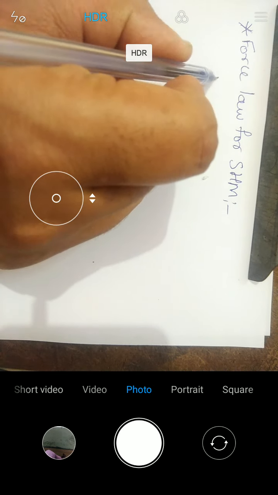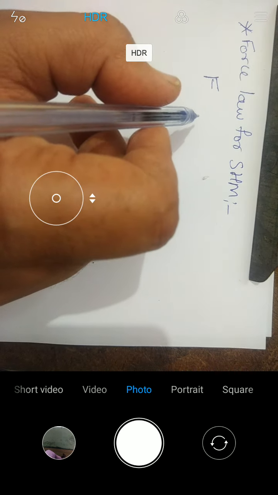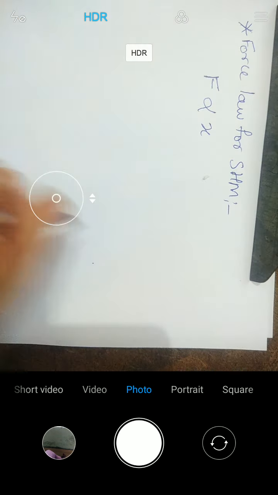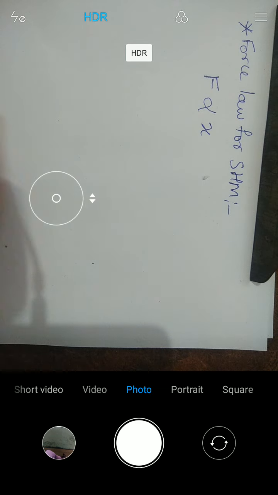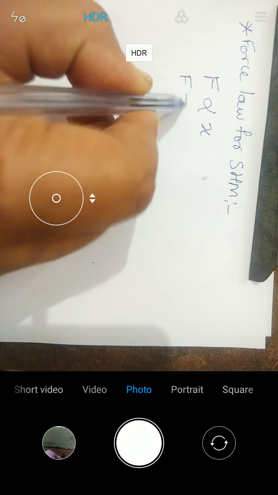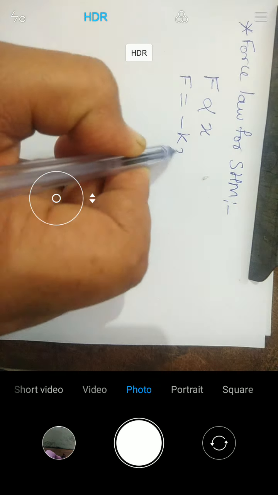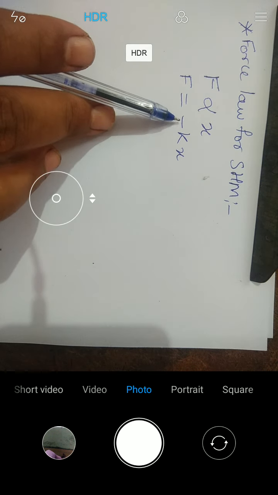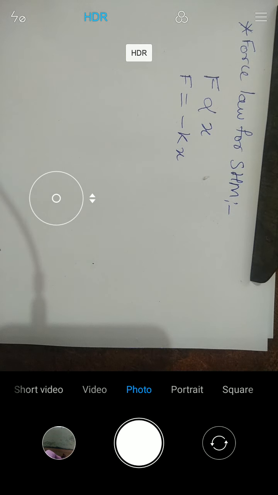In simple harmonic motion of a particle in a medium, the restoring force F of the particle is directly proportional to the displacement x of the particle from its mean position. So if F is directly proportional to x, then F is equal to minus kx, where k is the force constant, and the negative sign indicates that x and F are opposite in direction.